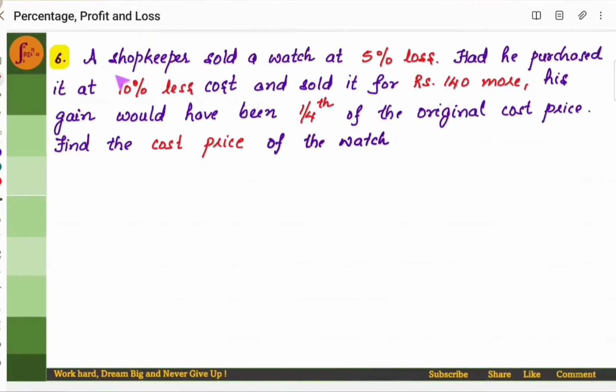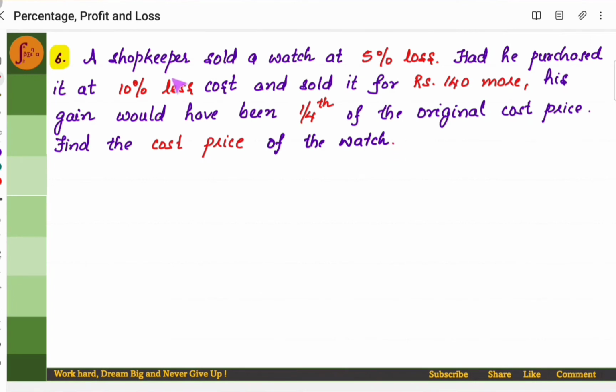Let's take this particular problem where a shopkeeper sold a watch at 5% loss. Had he purchased it at 10% lesser cost and sold it for rupees 140 more, his gain would have been 1/4 of the original cost price. Find the cost price of the watch.